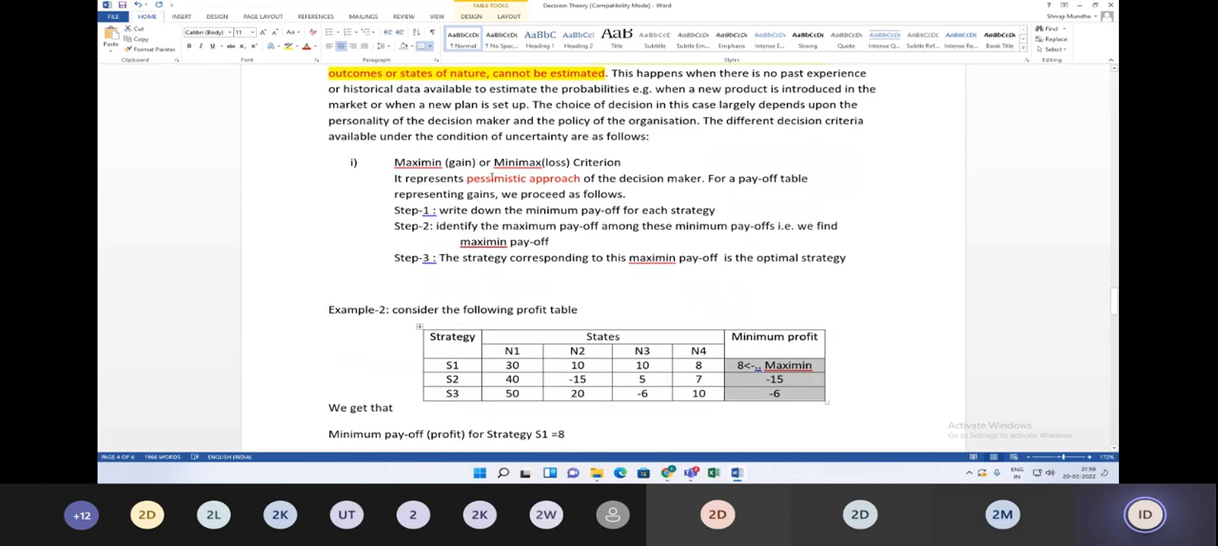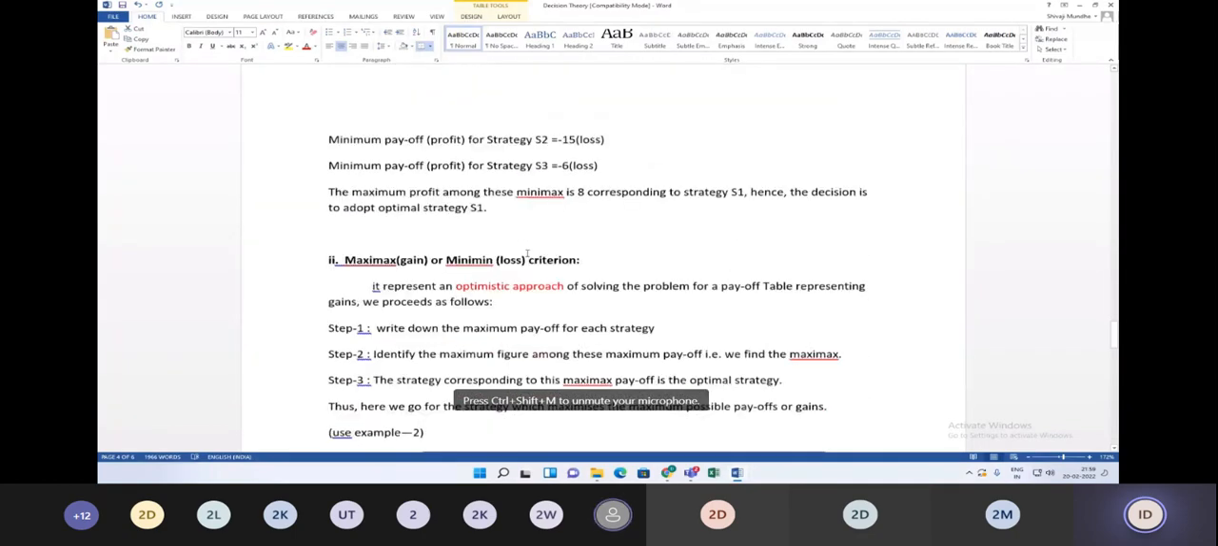What is the decision taken in the maximin and minimax criteria? Which kind of approach is used? The pessimistic approach is used. Similarly, in the case of maximax and minimin, which approach is used? The optimistic approach is used, the most favorable one.